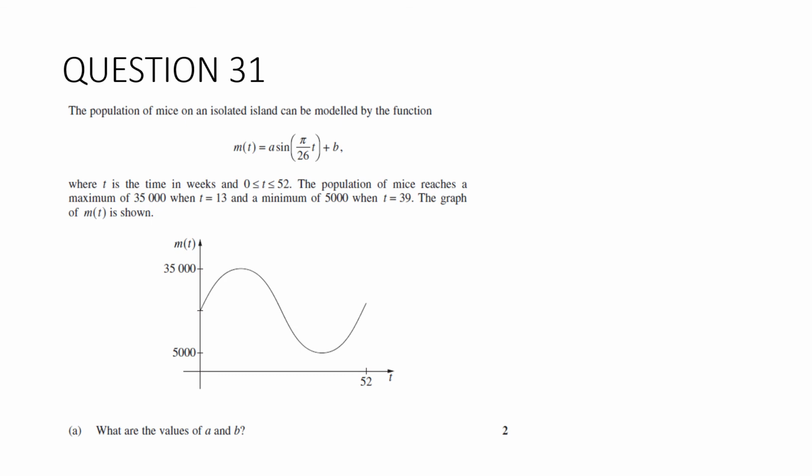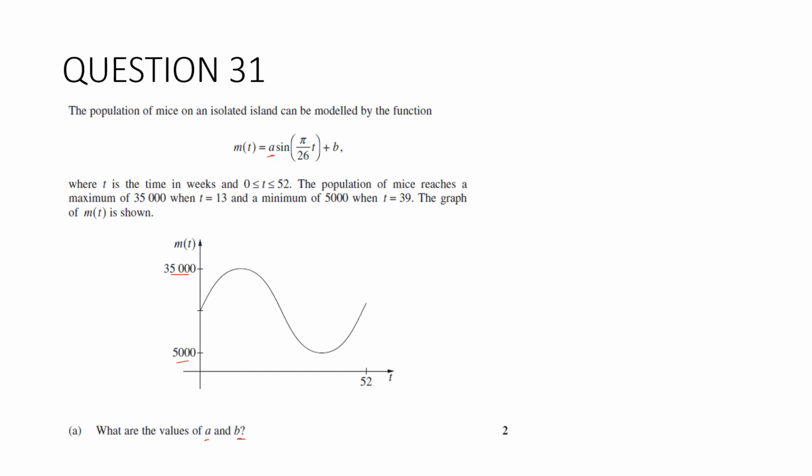Question 31. The population of mice on an isolated island can be modelled by this function. t is the time in weeks, so it's between 0 and 52. The population of mice reaches a maximum of 35,000 when t is 13, a minimum of 5,000 when t is 39. The graph is shown. What are the values of A and B?